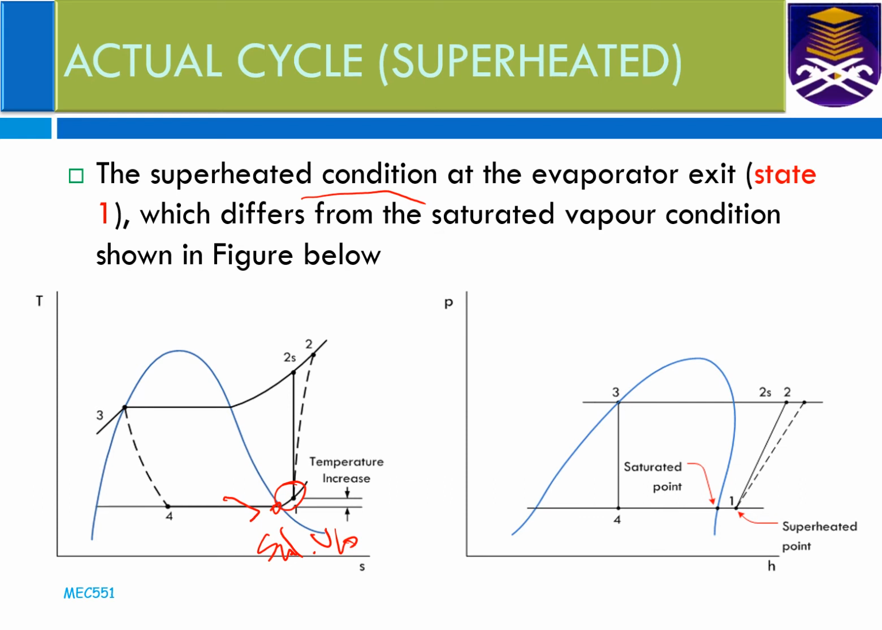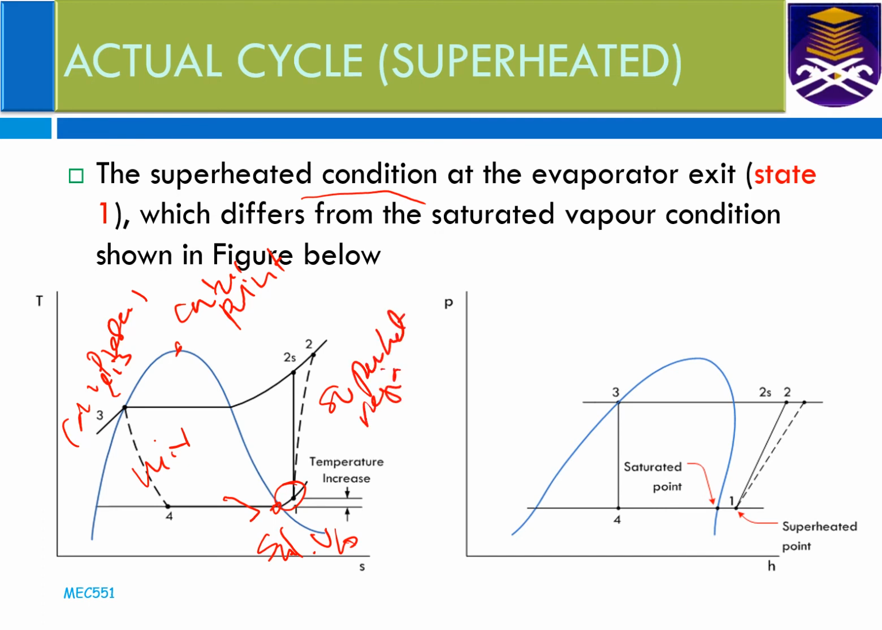Just to recall for thermodynamics 1, this is a mixing region, this is a compressed liquid region, and then this is the critical point, then this is the superheated region. So it will begin at the superheated region, so that the compressor will run with dry conditions.